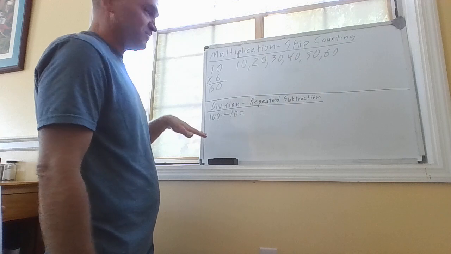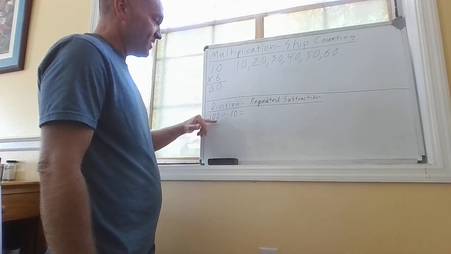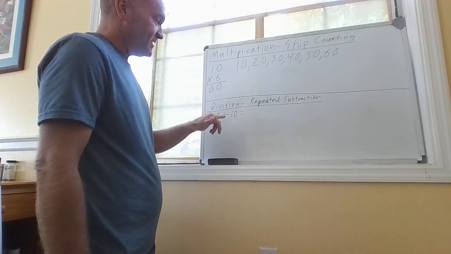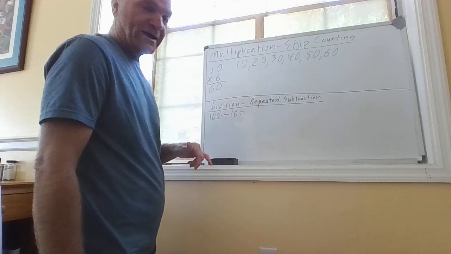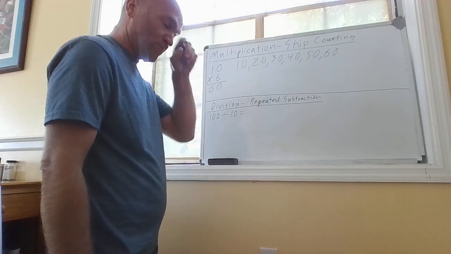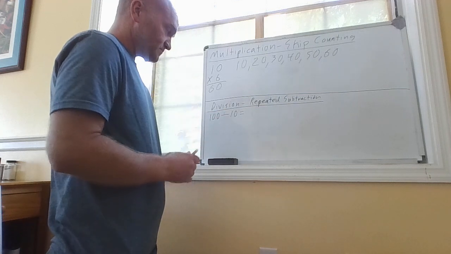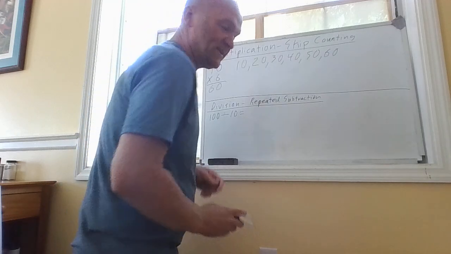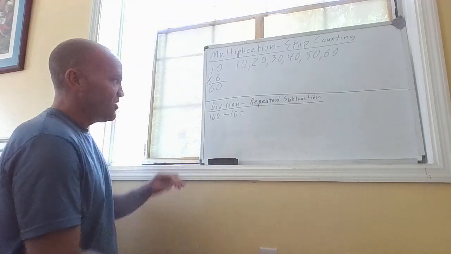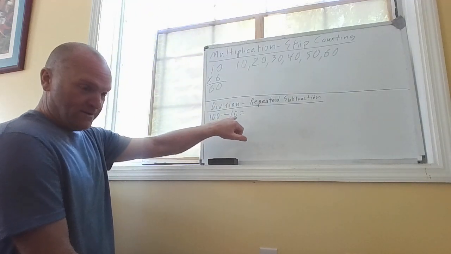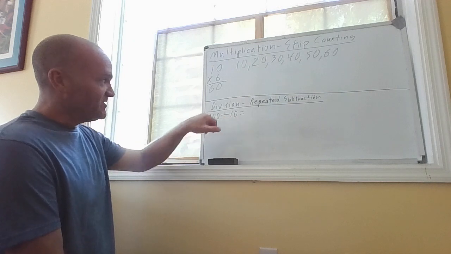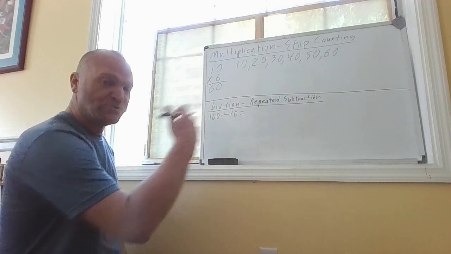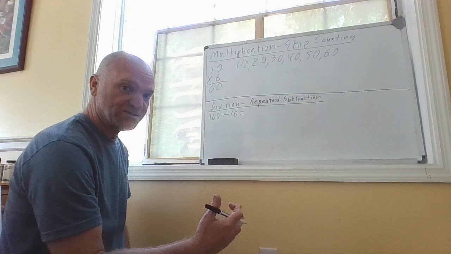For my division problem, we're going to use repeated subtraction. So I have 100 as my dividend divided by 10, my divisor, equals, and I'm looking for my quotient. So the way we're going to do repeated subtraction is that we're going to subtract the divisor from the dividend, and we're going to keep doing that until we get to 0.